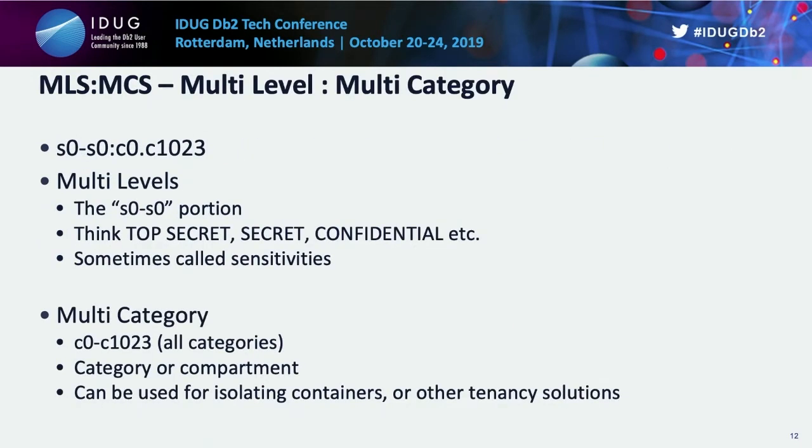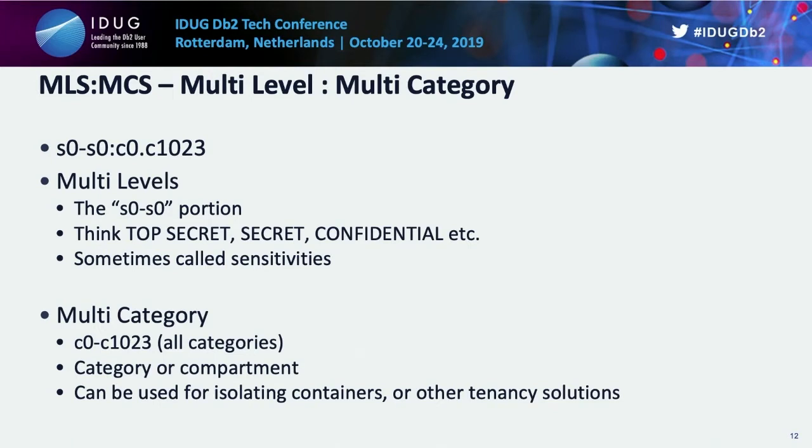This is a bit out of order because I want to get this one out of the way before we talk a lot about types. So MLS, MCS is multi-level security and multi-category security. The multi-level is something like confidential, secret, top secret, that type of thing on a hierarchy. It's also called sensitivities. The multi-category is like a category or a compartment. So you can think of something as top secret Project Treadstone, right? Treadstone is the category. So you can't have access to some documents unless you have access to that category as well.